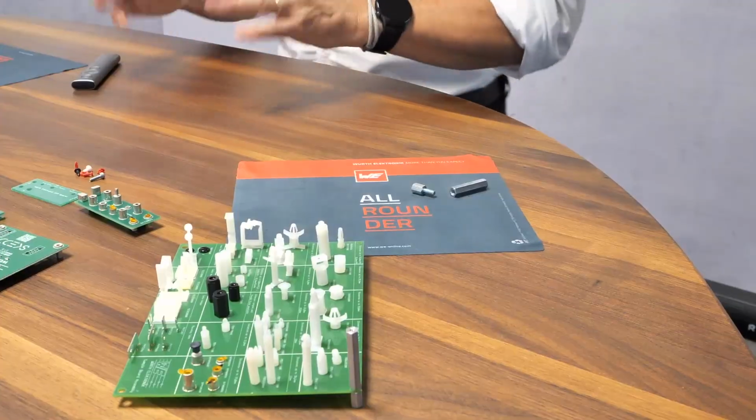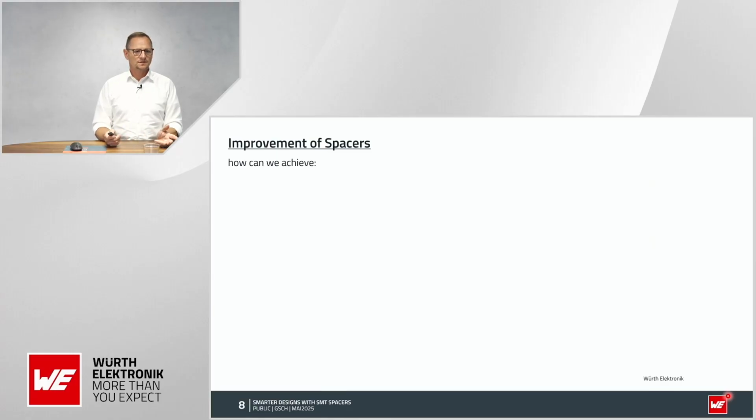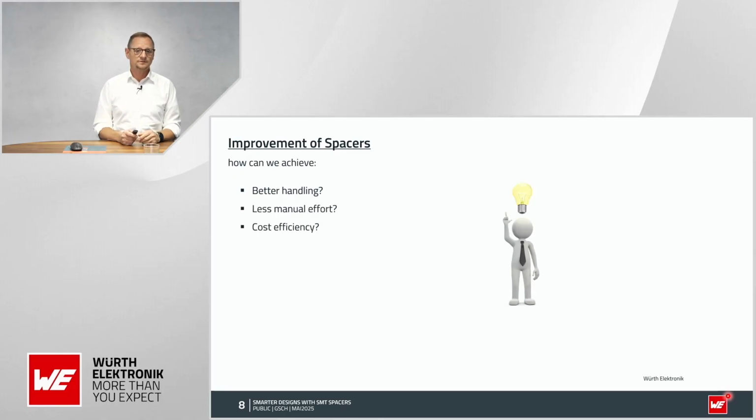So at the end, this cuts down our flexibility and needs a second process. You need to have a workbench, you need to have your warehouse filled with the components. Procurement has to take care that everything is on your shelf when you need it. And that, at the end, makes this solution costly. So this was our question: how can we achieve better handling with less manual effort, because this is what makes it expensive, and therefore reach more cost efficiency?